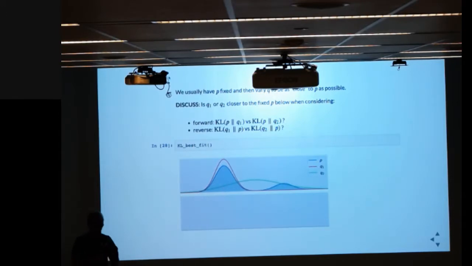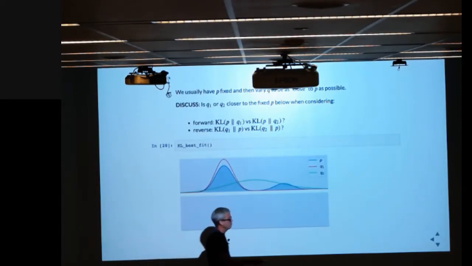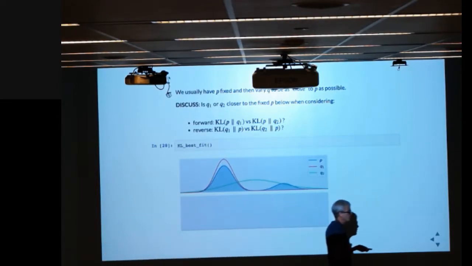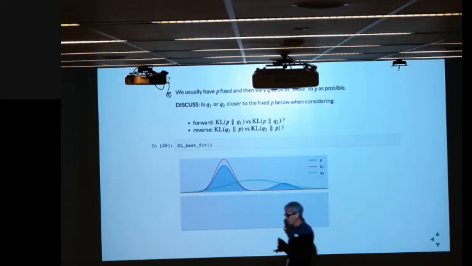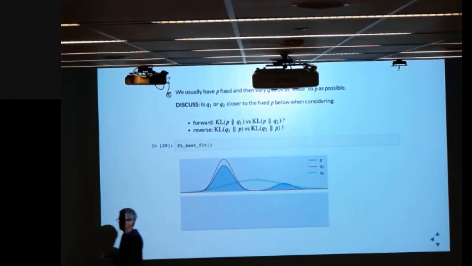And so when you move around your family of approximating probability densities, what is your goal here? Are you trying to latch on to the best single mode? Or are you trying to make some summary of all the modes? That's really what these Q1 and Q2 represent here. So it's important to know, depending on whether you choose the forward or reverse KL as your measure of distance, what you're going to be accomplishing.